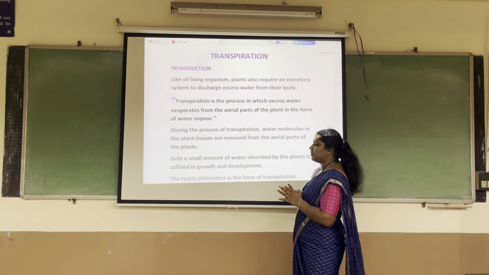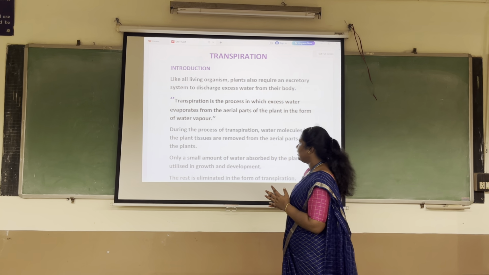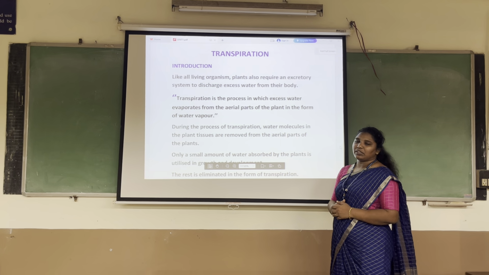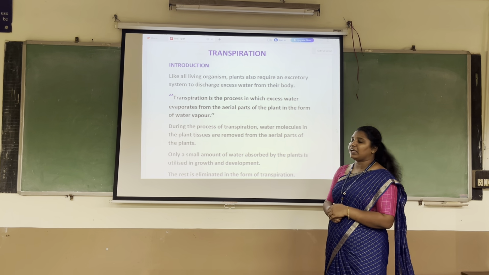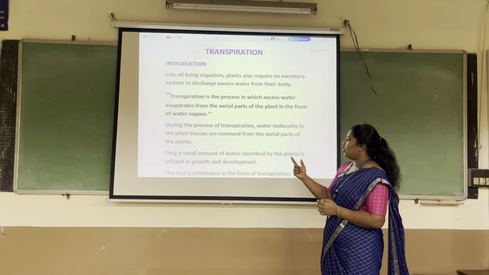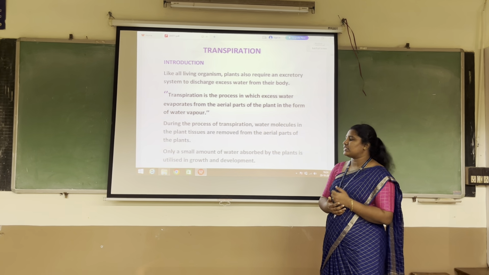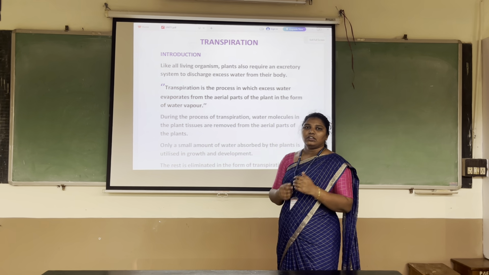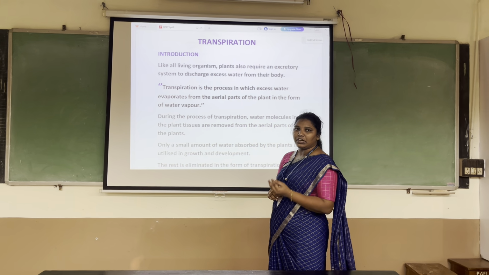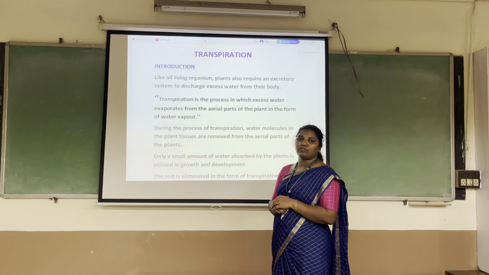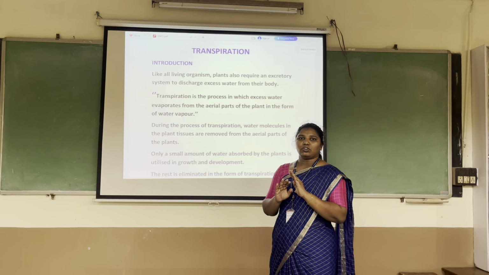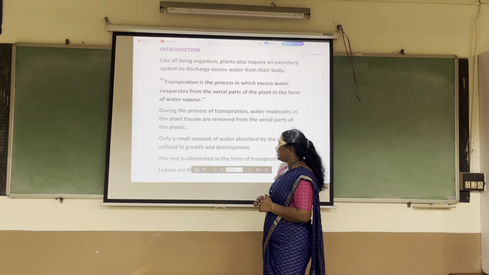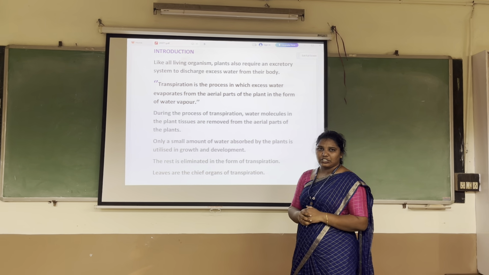Actually, what are the aerial parts here? Only the leaves come under aerial parts. During the process of transpiration, water molecules in the plant tissues are removed from the aerial parts of the plants. Only a small amount of water gets absorbed by the plants and is utilized in growth and development. If the plant requires some growth and development, only a little part of the water gets consumed, but not all the water content present in the cells. The rest is eliminated in the form of transpiration.